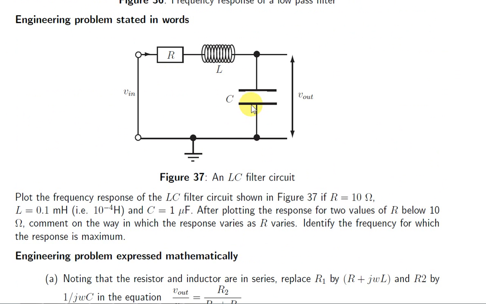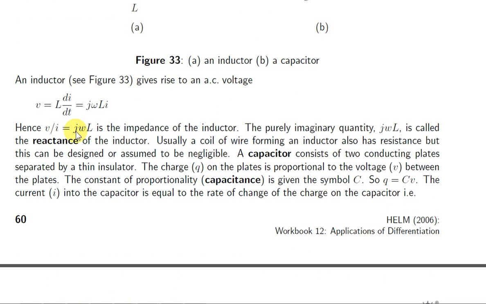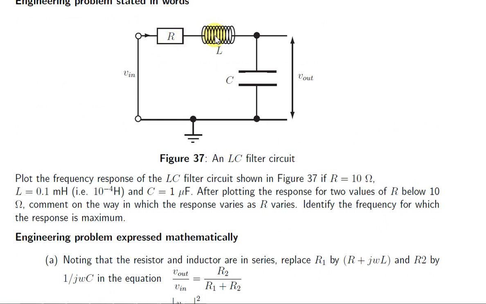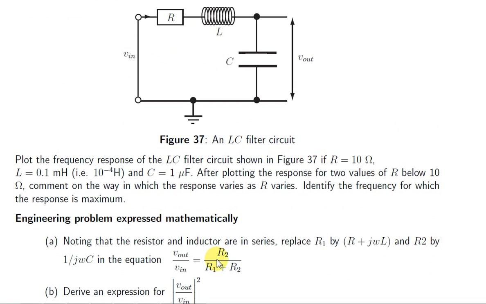Let's look at an LC filter circuit. Now, instead of a single resistance here, we have a resistor and an inductor in series. So the resistance of these two is got by summing the resistances. Well, the resistance of R is R. We don't talk about resistance of L, we talk about impedance of L. We saw before that the impedance of the inductor is j omega L. So we need to add the impedances of these two components. So that's R plus j omega L. So that takes the place of R2 in the formula that we used in the previous example. Well, actually that takes the place of R1.